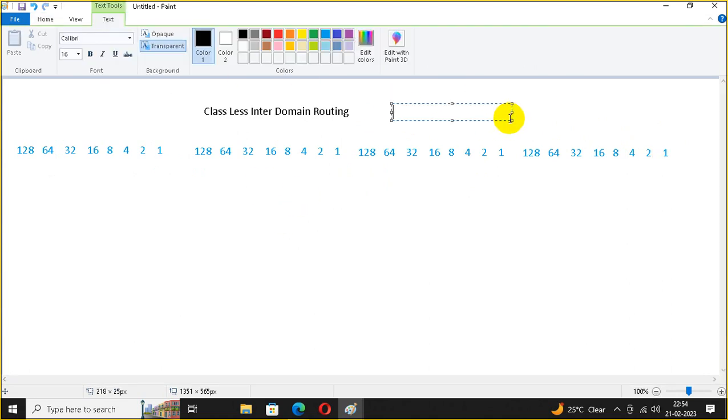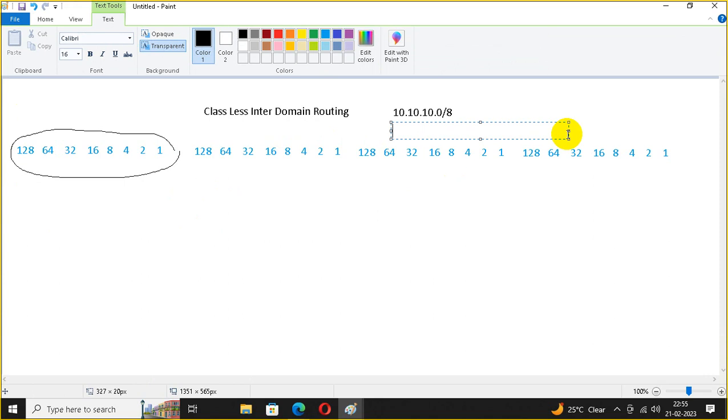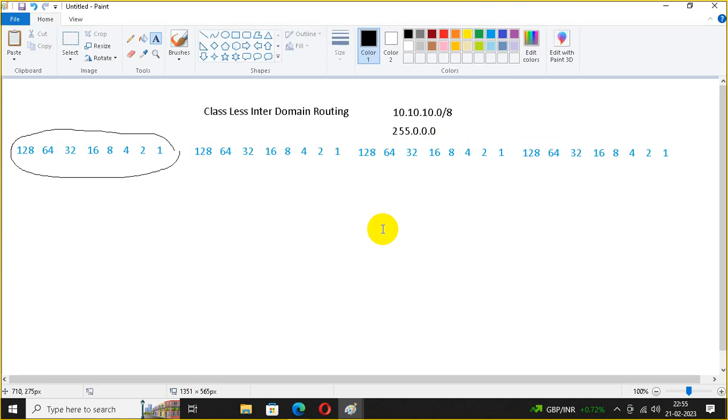Let's say I have an IP address 10.10.10.0/8. Slash 8 means enter the value of one byte. So what will be my subnet mask? What is the total value of this byte? 255. So 255.0.0.0. Perfect.